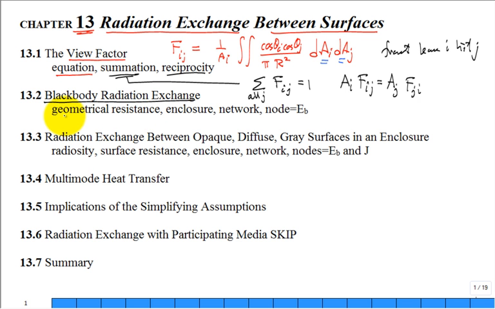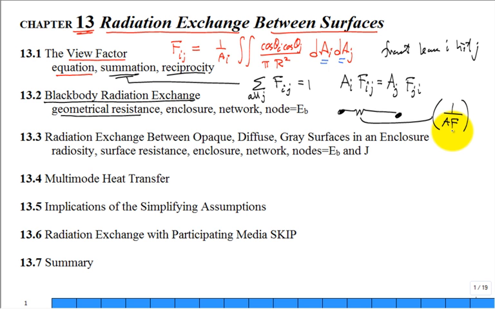Okay, we're going to then focus on how to deal with black body radiation exchange. So we'll come up with this geometrical resistance. We'll have something that drives the flow, represented like a temperature, but it's not a temperature by itself, but it's like a temperature. It's what drives the flow, and the temperatures will be at the nodes, or what drives the radiative exchange will be at the nodes, and then we'll have some resistance. And this geometrical resistance is 1 over AF. 1 over AF. Kind of funny.